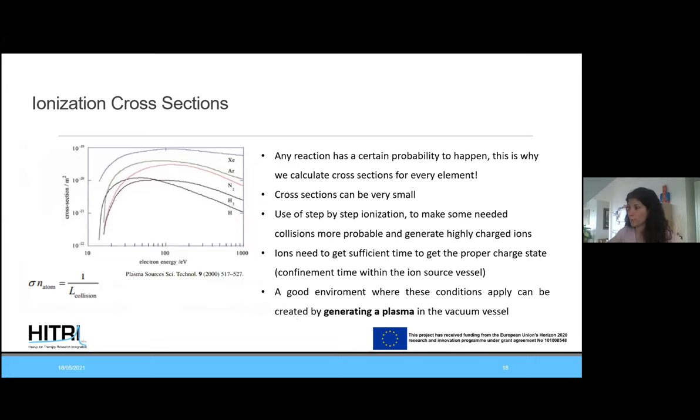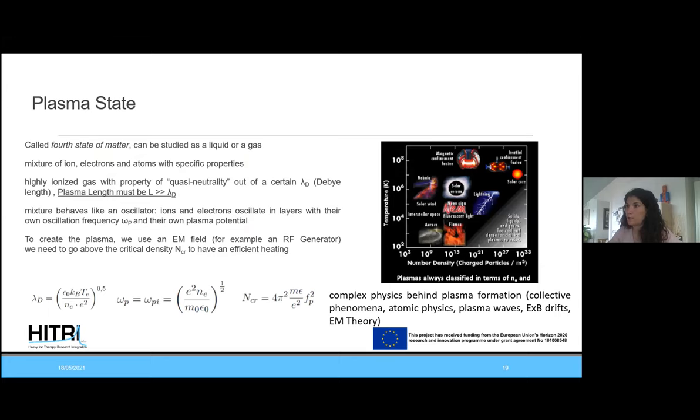So what I want to come to here is that a way to get the required charge state is by using step-by-step ionization. And this you can do by creating a state of plasma. And therefore, if you have a plasma state, you will have more collisions. And by the step-by-step ionization, you would reach the required charge state. And this I can maybe then again point out in the second part of my lecture.